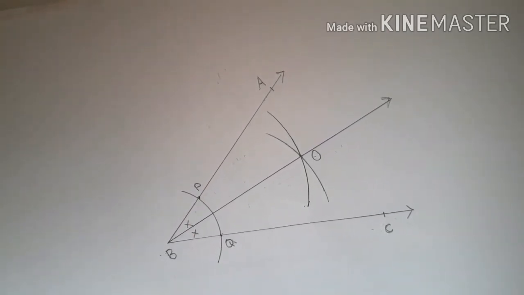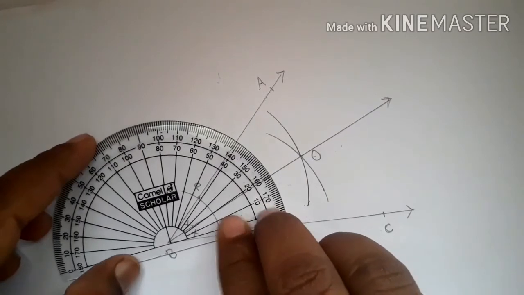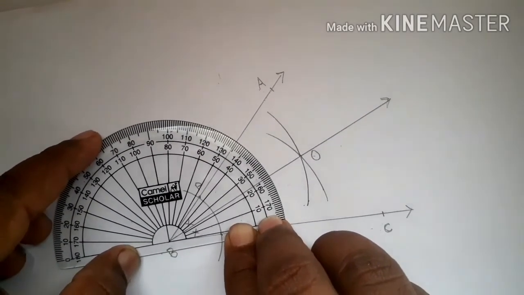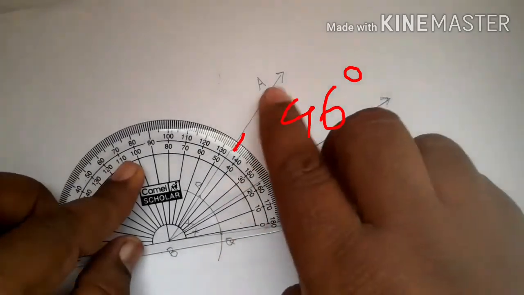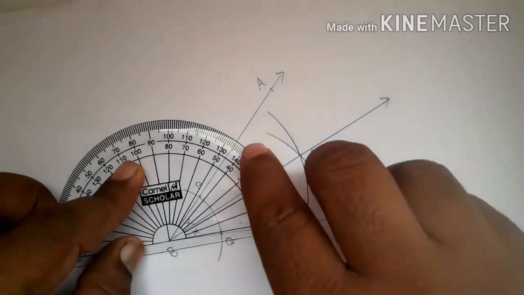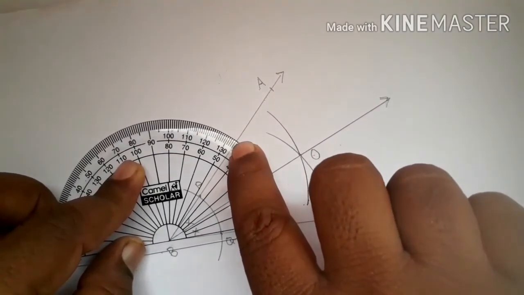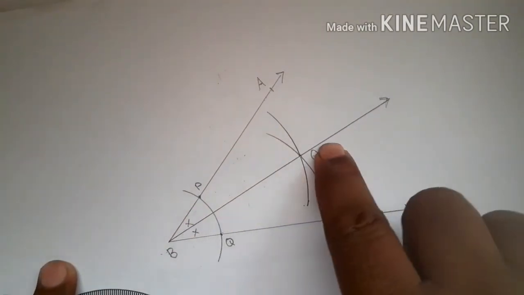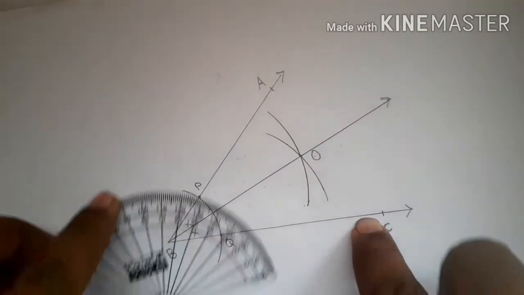Now we can check whether it is equal or not. We have to check that. For that I will use a protractor. Now this whole angle ABC is 46 degrees. Here you can see 46 degrees. Now this angle must be 23 degrees and this must be 23 degrees. So let us check.